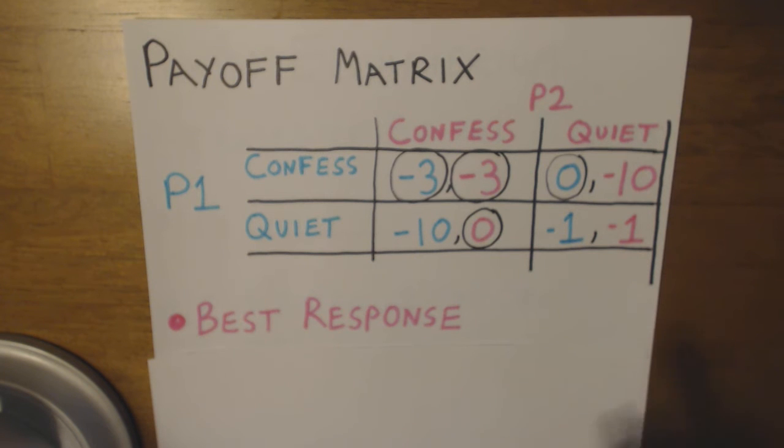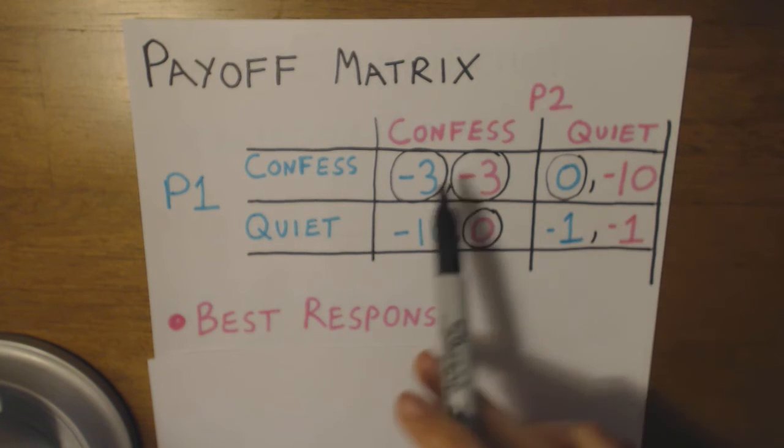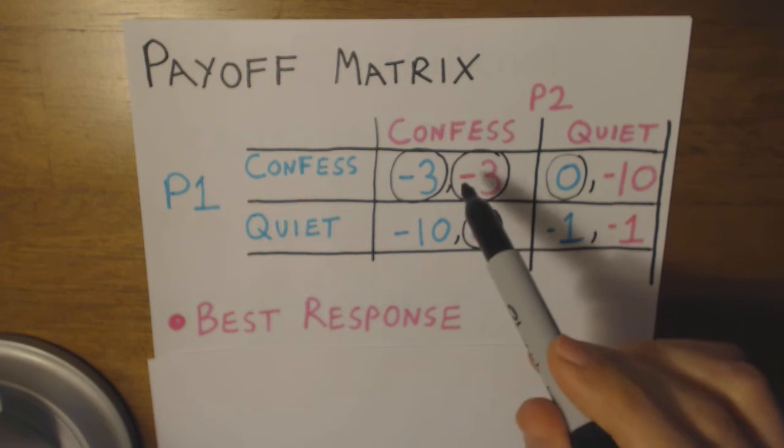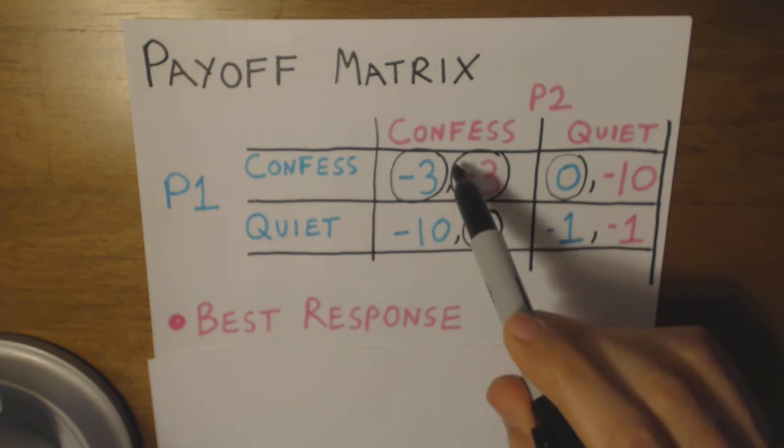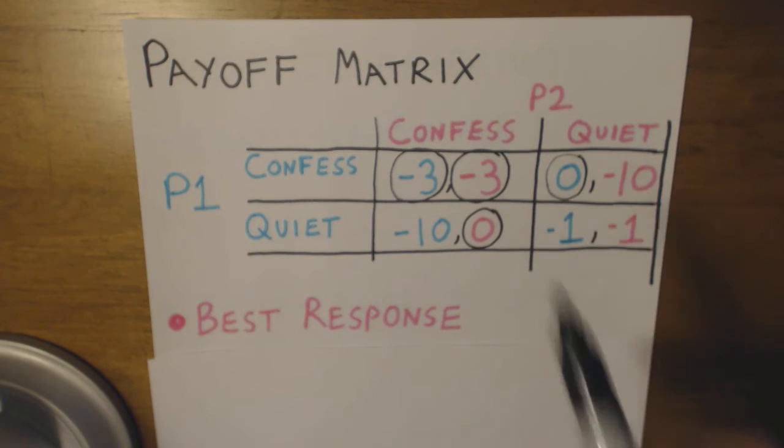Now, where is the solution to this game? It is precisely where the best responses coincide, which is only at one location in the 4 outcomes here. So we have a solution right here, where both players confess and they both receive 3 years in prison.